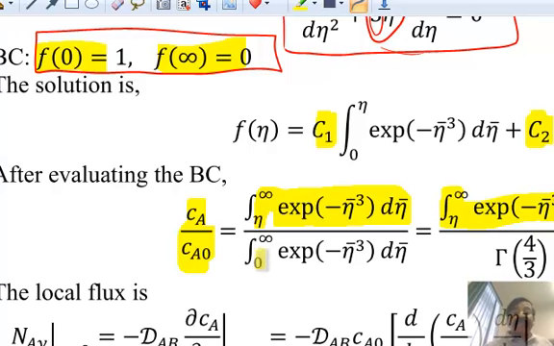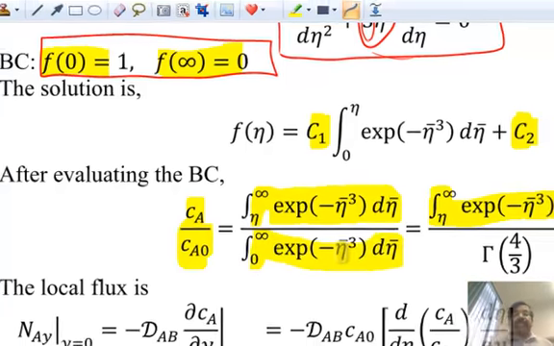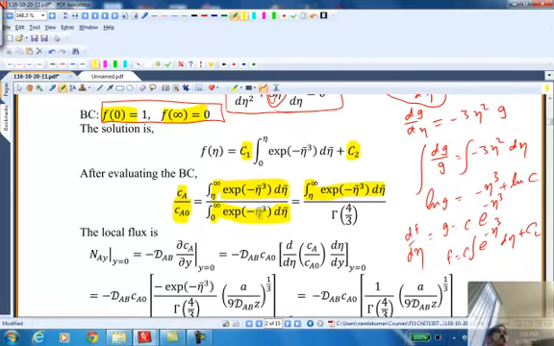Divided by the integral from 0 to infinity of e to the power minus eta cubed d eta. Now, that is going to be a number. Remember, what do we mean by that integral?